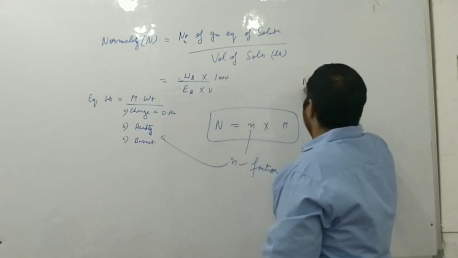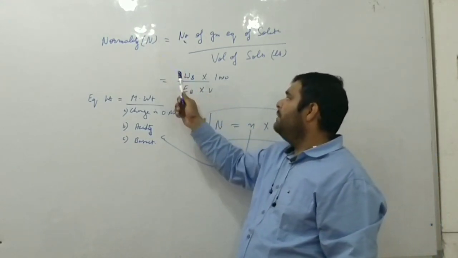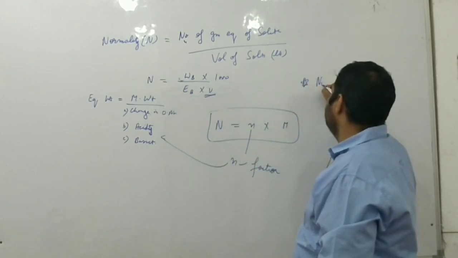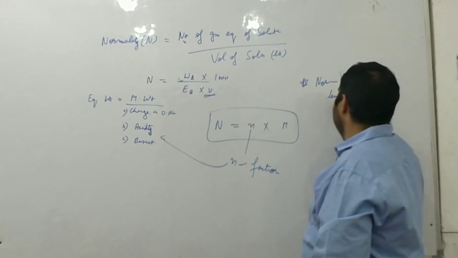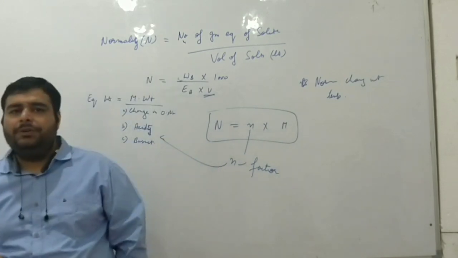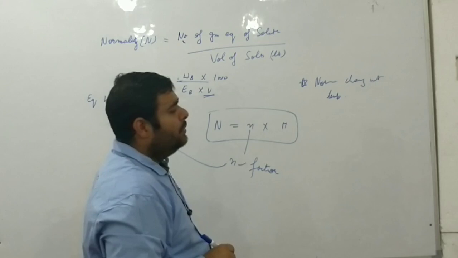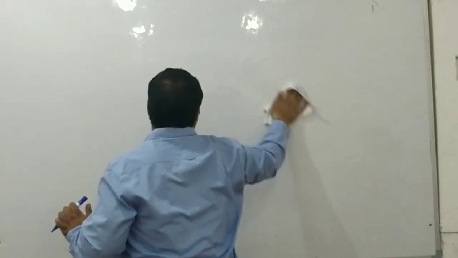Now, the effect of temperature on normality. As the formula of normality depends upon volume, so we can say that normality changes with temperature. So normality and molarity both will change with the temperature, whereas mole fraction and molality both do not change with the temperature.